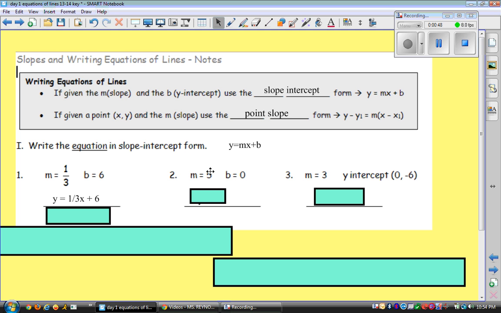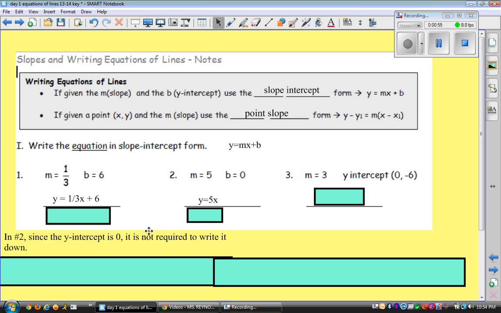In number 2, the m is 5 and the b is 0. So your equation is y equals 5x. In number 2, since the intercept is 0, it's not required to write it down. In number 3, the slope is 3 and the y-intercept is given to us as a point (0, negative 6). Well, since x is 0, that makes y negative 6. So this is your y-intercept. So your answer would be y equals 3x minus 6.